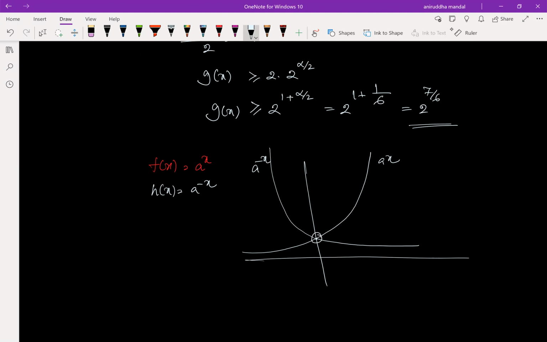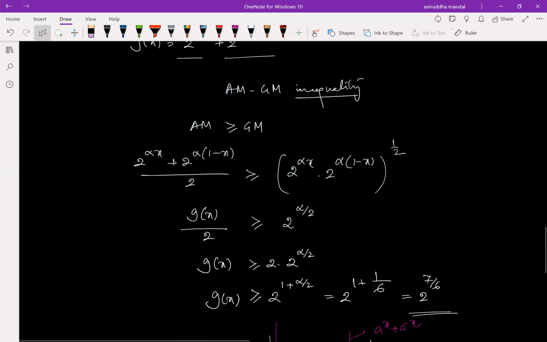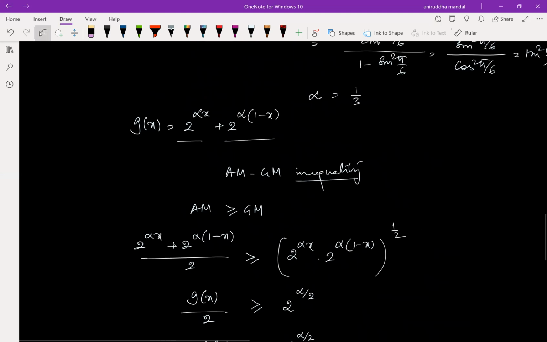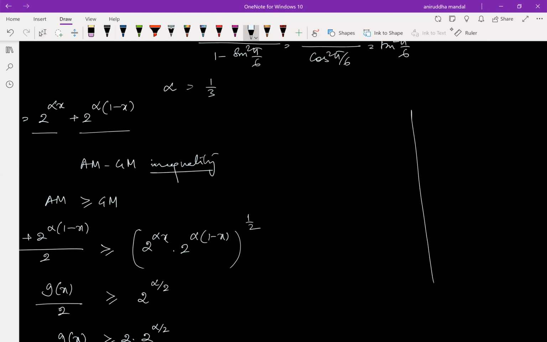So if I add these, a to the power x plus a to the power minus x, we get the graph of this. Okay, so this is the graph of a to the power x plus a to the power minus x, which will have a minima point at this point. So using this concept, we draw this graph of g(x). We are going to plot this g(x) graph.